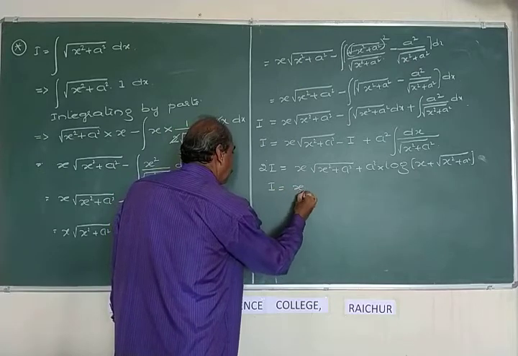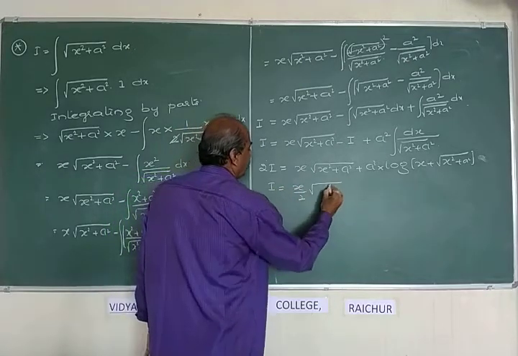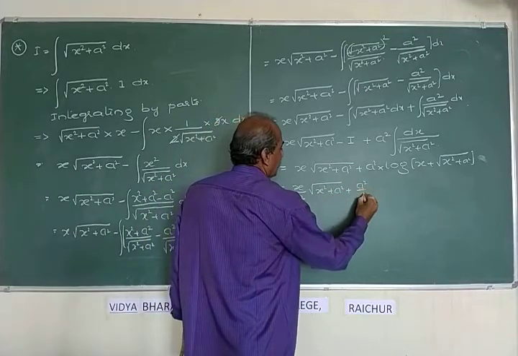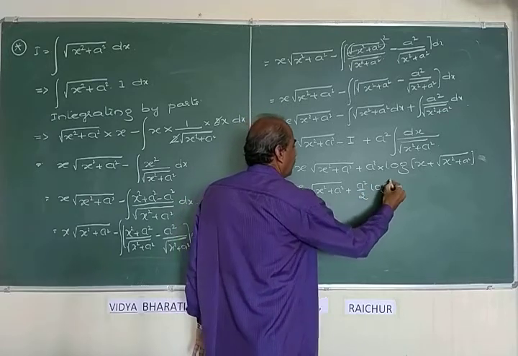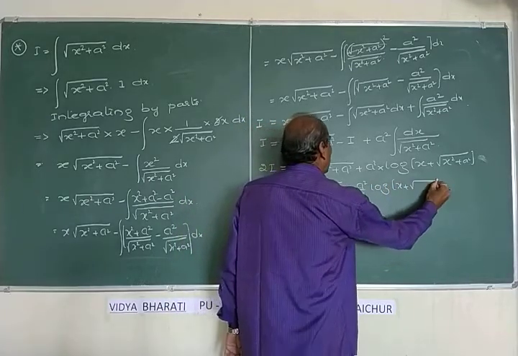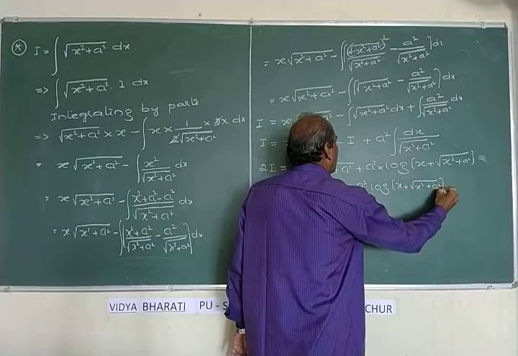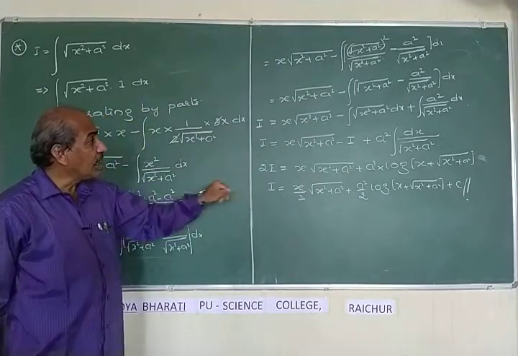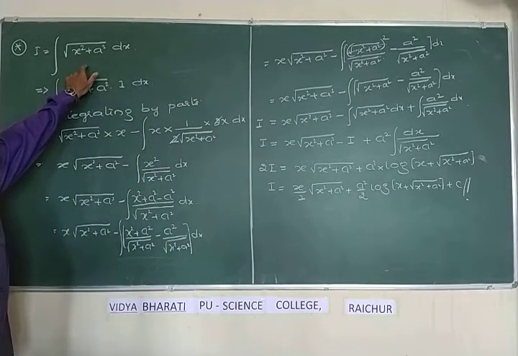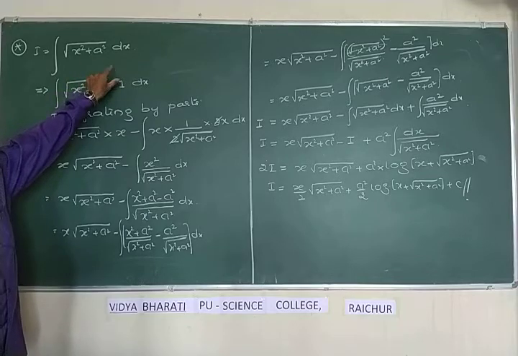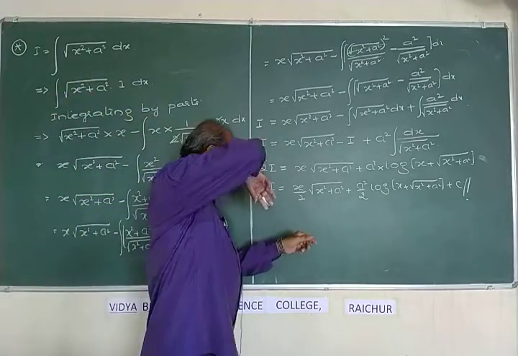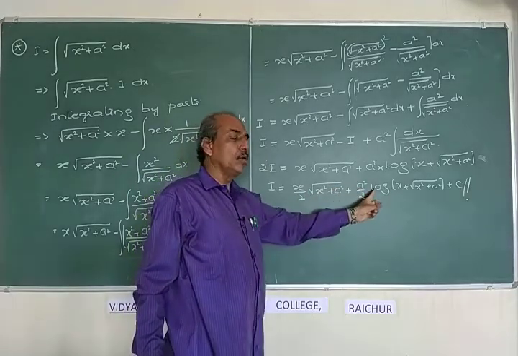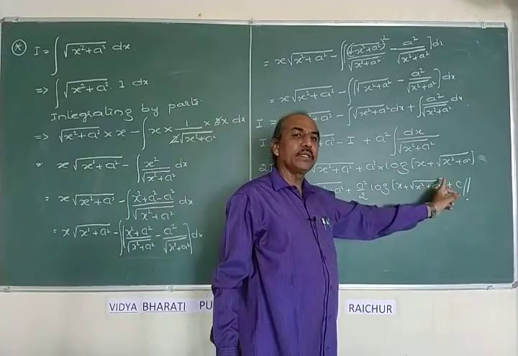Therefore, I is equal to x by 2 into root of x square plus a square plus a square by 2 into log of x plus root of x square plus a square plus c will be the formula, where I is the integration of root of x square plus a square into dx. Always remember: x by 2 root of x square plus a square, plus a square by 2 log of x plus root of x square plus a square.